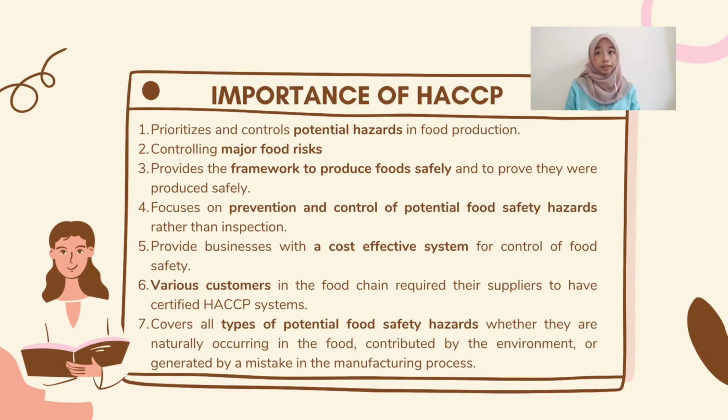Various customers in the food chain also require their suppliers to have a certified HACCP system. And last but not least, it can cover all types of food safety hazards, whether they are naturally occurring in the food, contributed by the environment, or generated by a mistake in the manufacturing process.